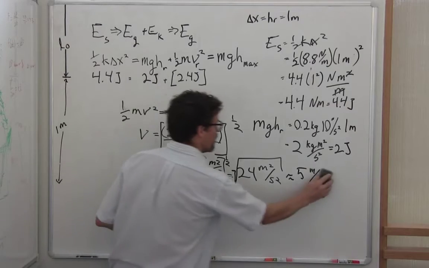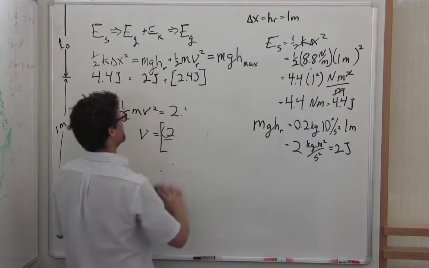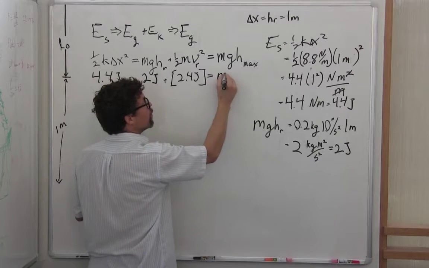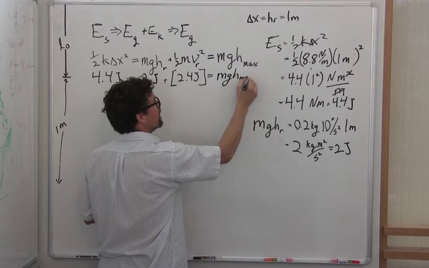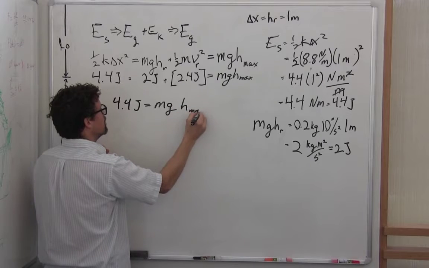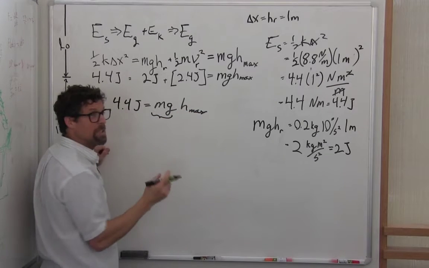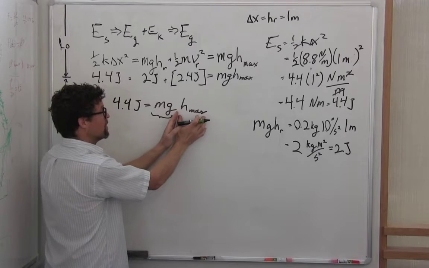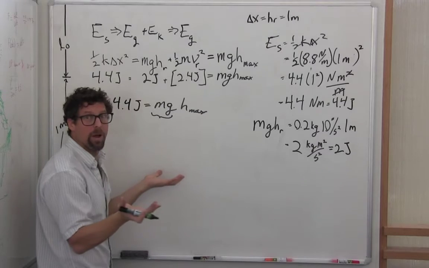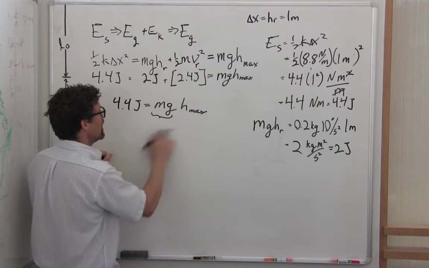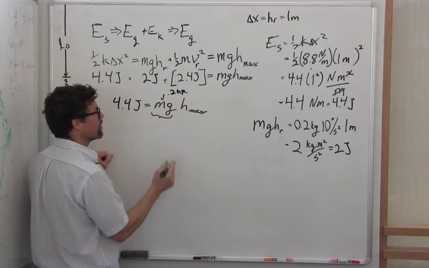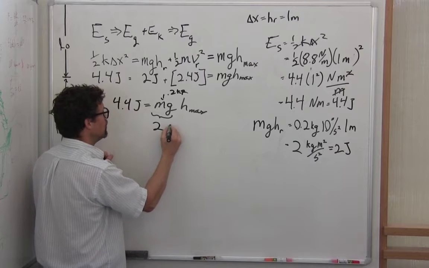But what we really want to know is how high does this get? So we can set this maximum gravitational potential energy equal to 4.4 joules. We can look at this and see this is a force of gravity, and that's the height. Oh, great, force times height, that's work. Work turns into gravitational potential energy. Makes sense. Anyway, the mass is 0.2 kilograms times gravity, 10 meters per second squared. This is just 2 newtons.